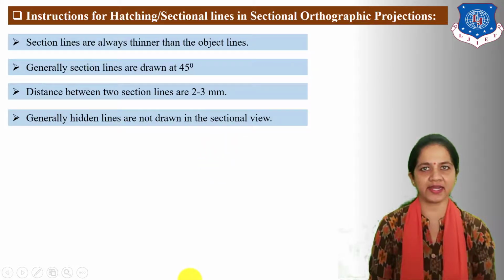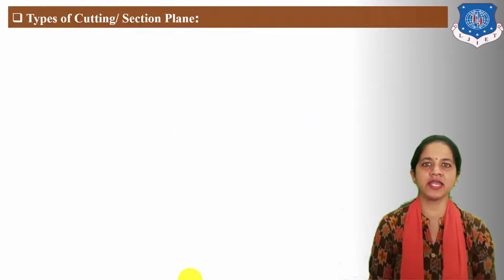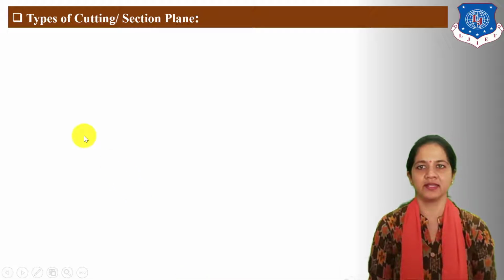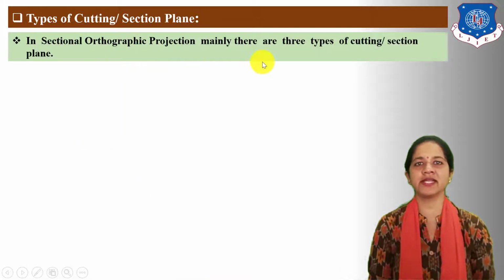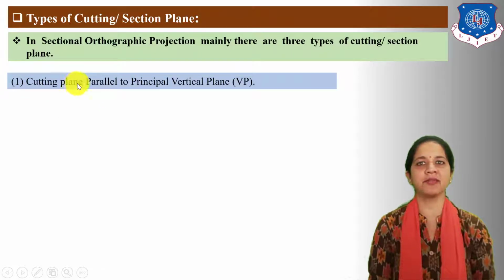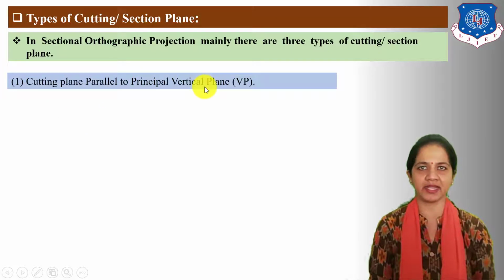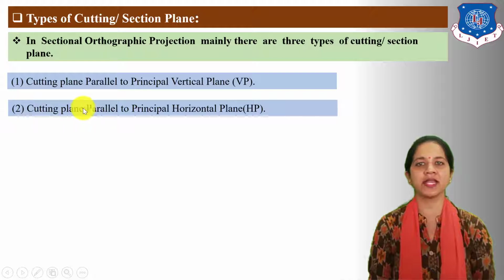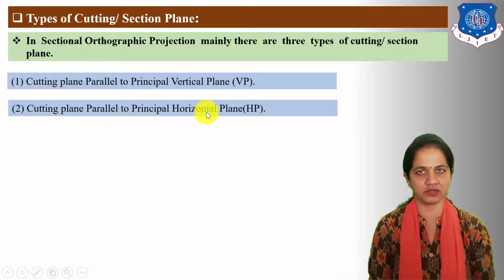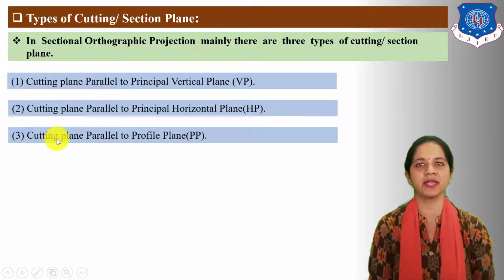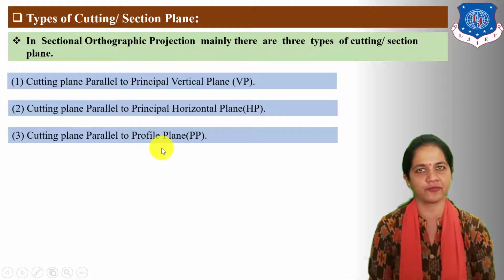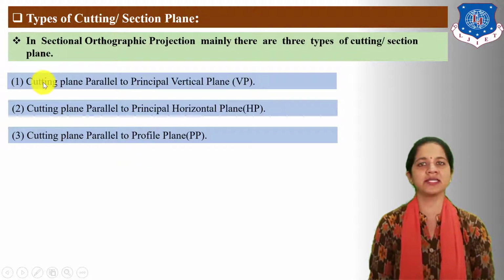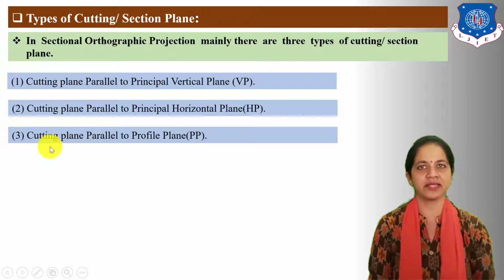Next, let us understand the types of cutting or section plane. Now, there are three types of cutting or section plane. First, cutting plane parallel to the principal vertical plane. Second, cutting plane parallel to the principal horizontal plane. And third, cutting plane parallel to the principal profile plane. Next, let us understand the cutting planes one by one with examples.